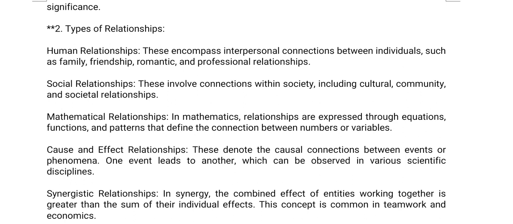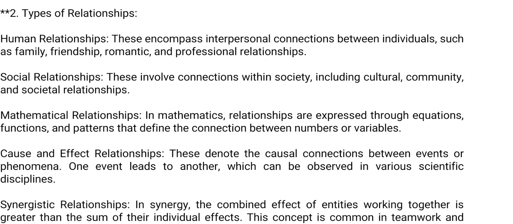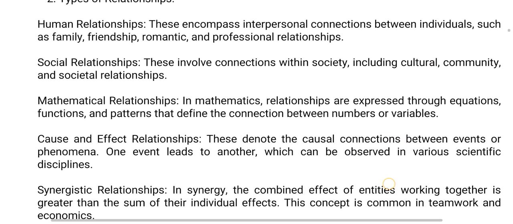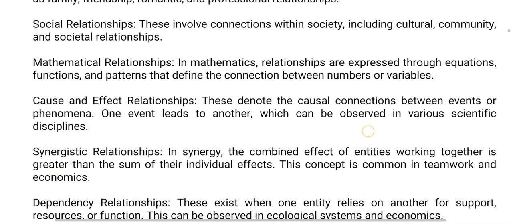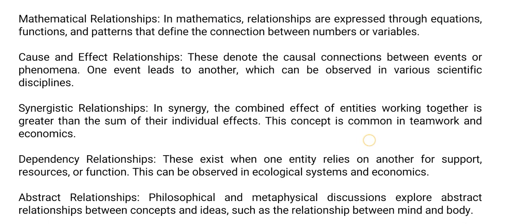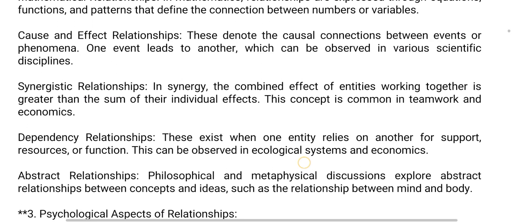Then, types of relationships. Human relationships. These encompass interpersonal connections between individuals, such as family, friendship, romantic, and professional relationships. Then, social relationships. These involve connections within society, including cultural, community, and societal relationships. Mathematical relationships. In mathematics, relationships are expressed through equations, functions, and patterns that define the connections between numbers or variables. And cause and effect relationships.